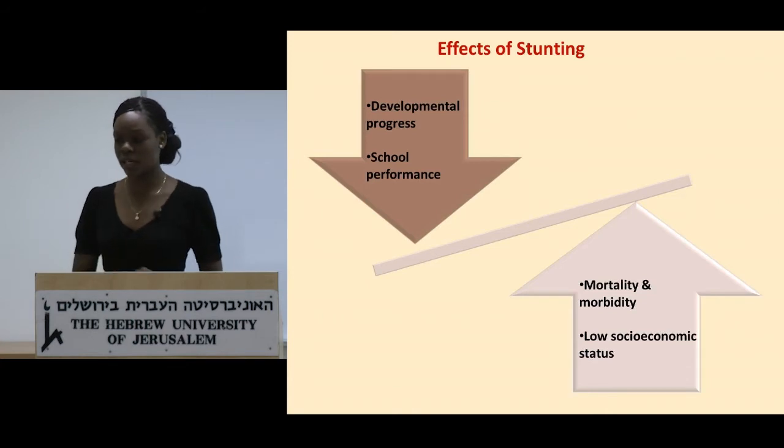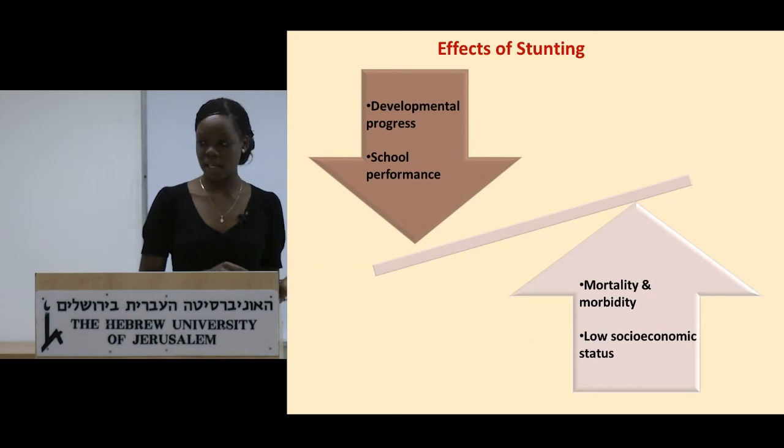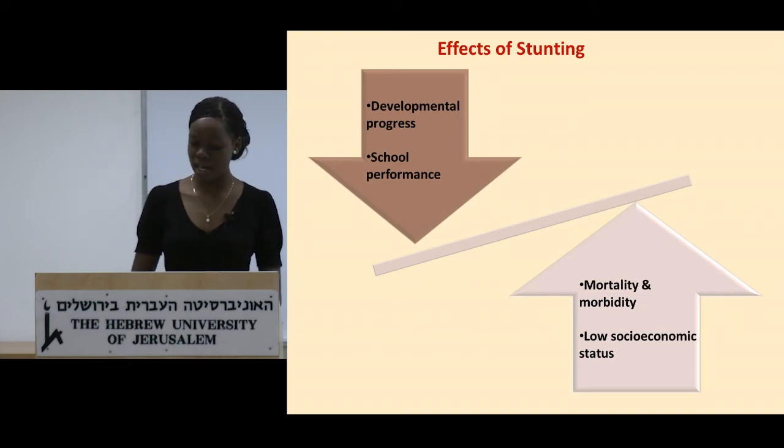And also studies show that when a stunted child enters adulthood, they are likely to get central obesity and cardiovascular diseases, and this therefore increases the mortality and morbidity rates.